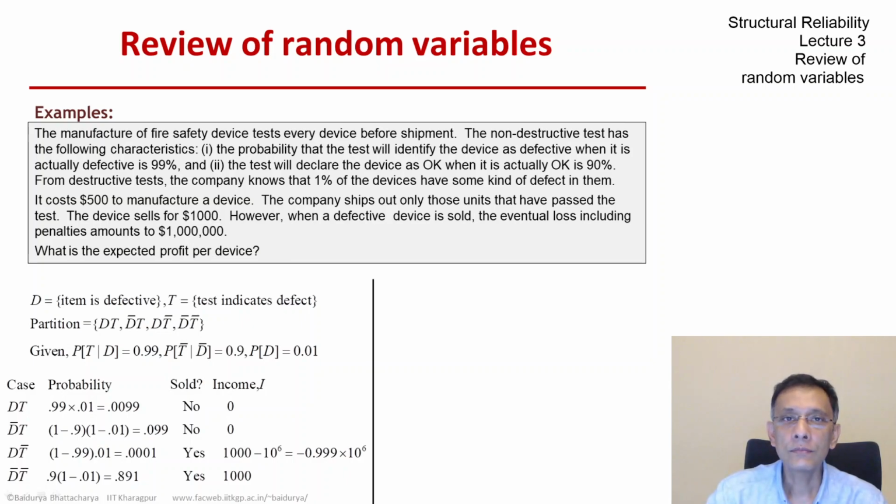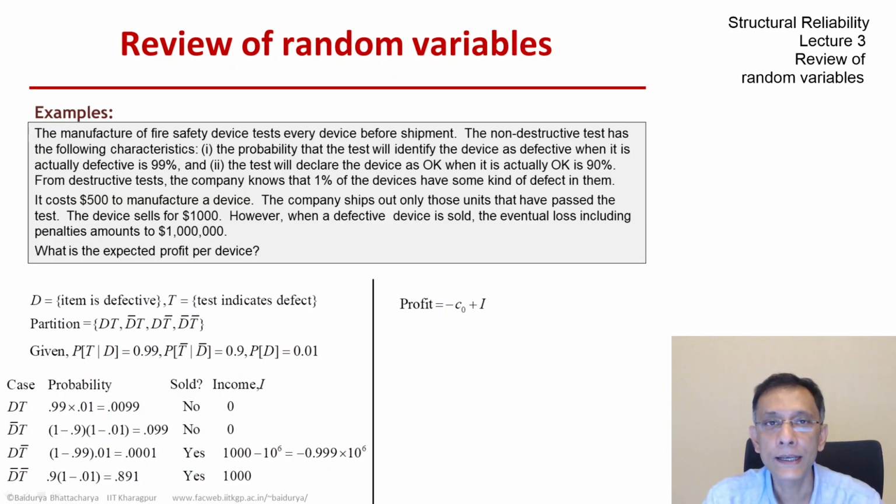So now let's look at the profit angle. So the profit is minus C0 plus I. C0 is the cost to manufacture and I is the income, which we listed for the four possible cases. So let's interpret the problem as I is a random variable and it has four possible values and the four probabilities that are listed in the second column.